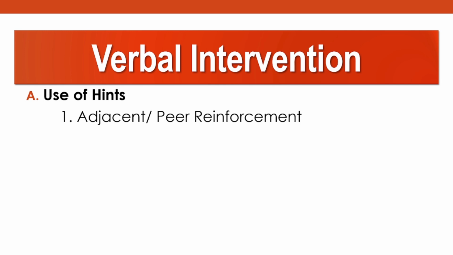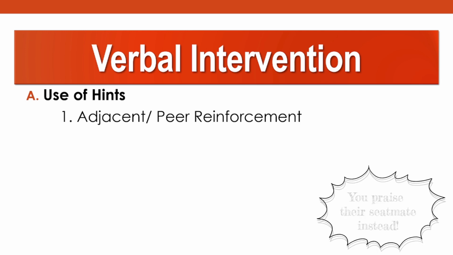Adjacent or peer reinforcement. During a discussion, you notice one student off task. Instead of calling them out, you praise a nearby student who is engaged. How it helps: this indirect approach encourages the off-task student to refocus by highlighting positive behavior in their peer, promoting a culture of peer reinforcement.